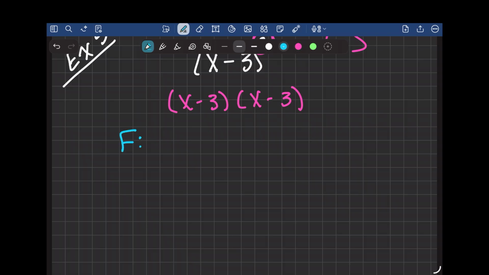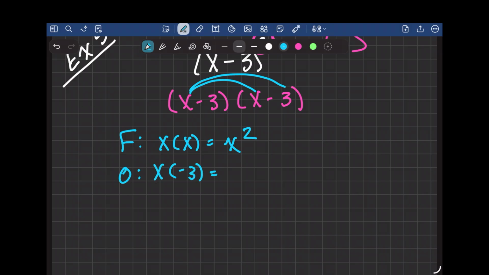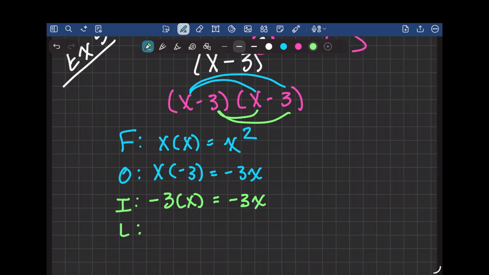So looking at my first terms, we're going to do x times x. So that would leave me with x squared. Then I would do my outside term, and that would be x times negative 3. And that would leave me with negative 3x. Then I'm going to do my inside terms, and that would be negative 3 times positive x, which would also be negative 3x. And then my last terms would be negative 3 times negative 3, which is a positive 9.